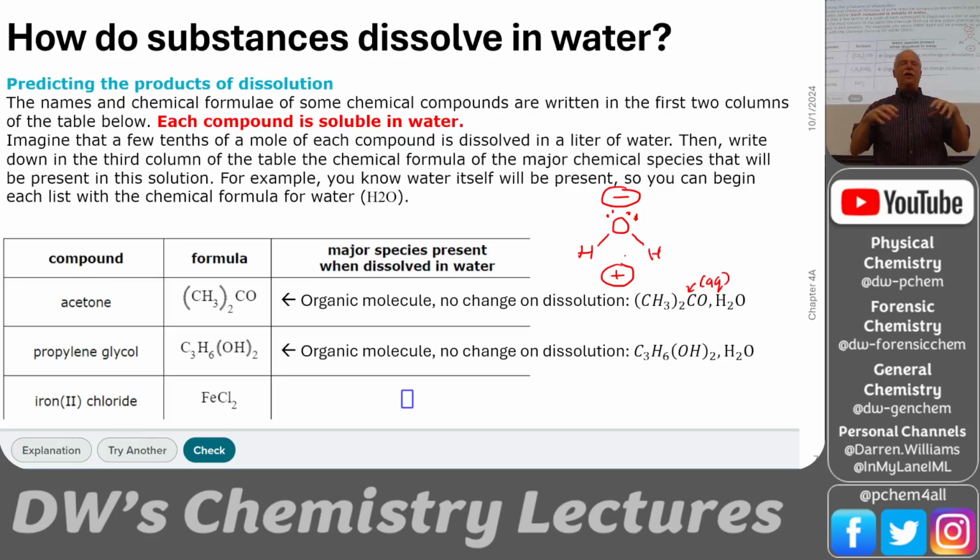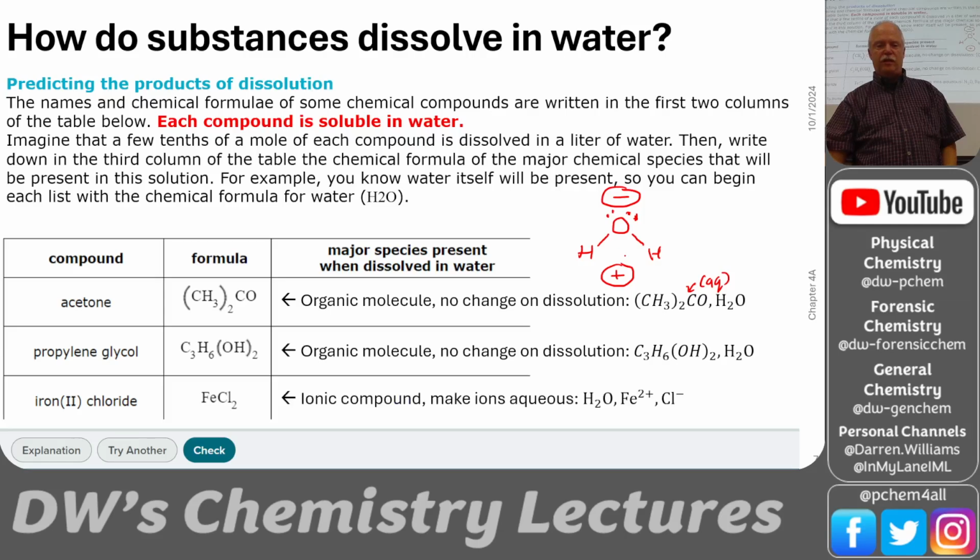Same with the iron, only it's the oxygens going around the iron. So you have an iron cation, and then the oxygens are pointed towards the iron, and the hydrogens are farther away from the iron cation. And that stabilizes the iron ion in solution. And so this dissolves. So in solution, it's an ionic compound, so it makes ions in aqueous solution. So we have water, iron cations, and chloride anions.